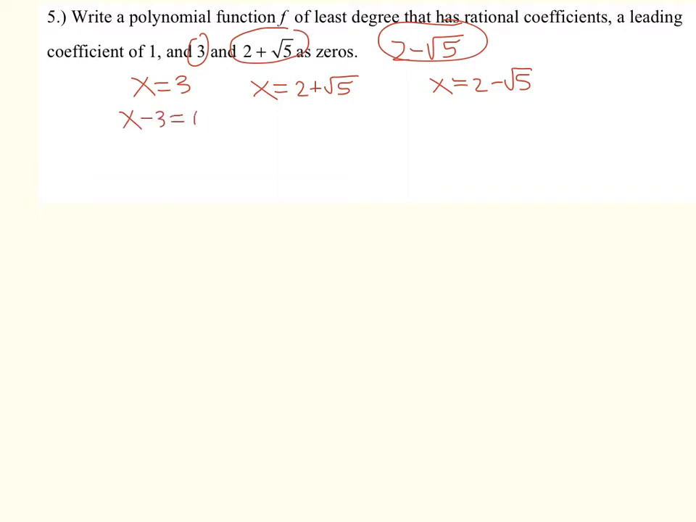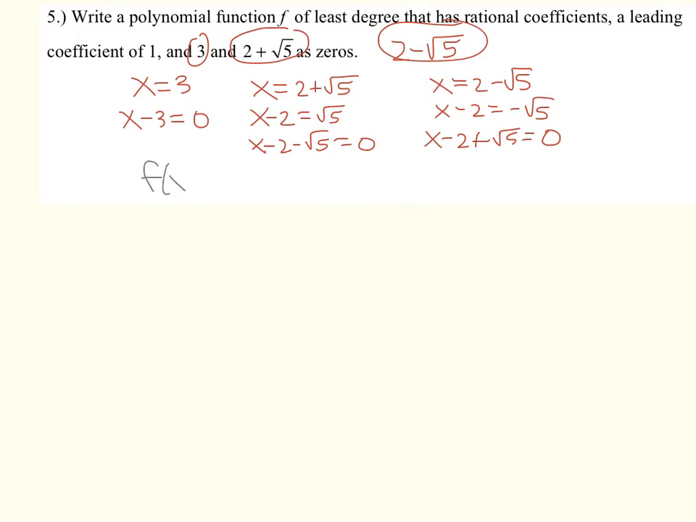So for the first one, subtract 3 to move it over. The second one, first I'll subtract the 2, then I'll subtract the square root of 5. The last one, I'll subtract the 2, then I'll add the square root of 5. And so there are the three factors. And so I'll start to build my polynomial. I called the last one f of x, but this one is also supposed to be called f of x. Okay, so f of x is going to be the product of those three factors.